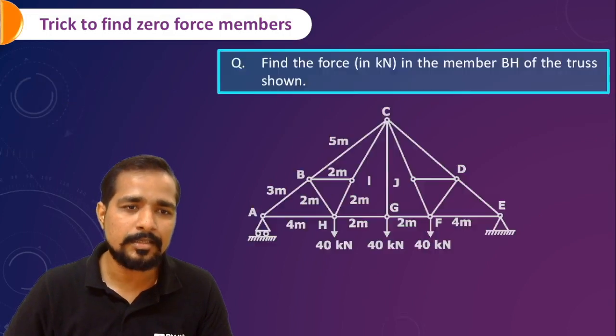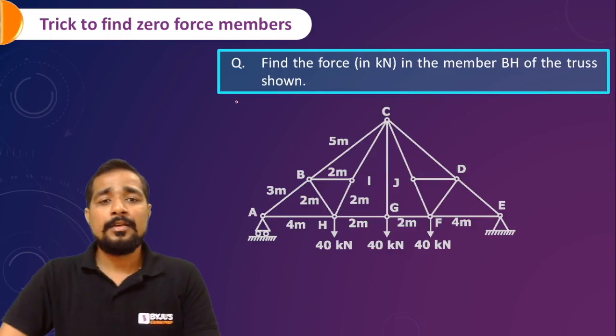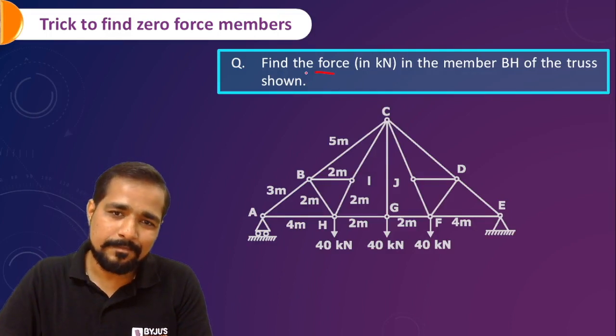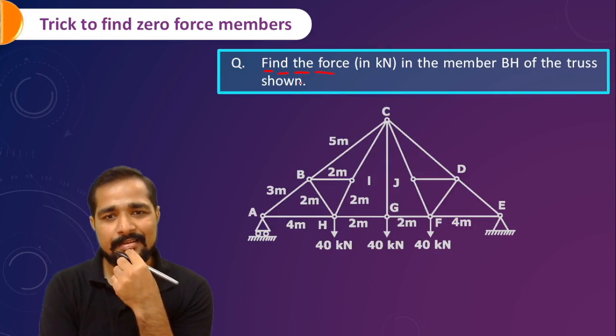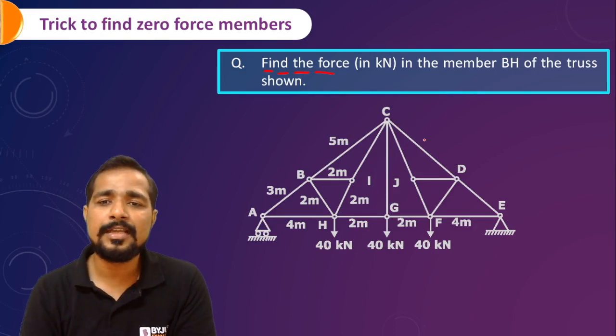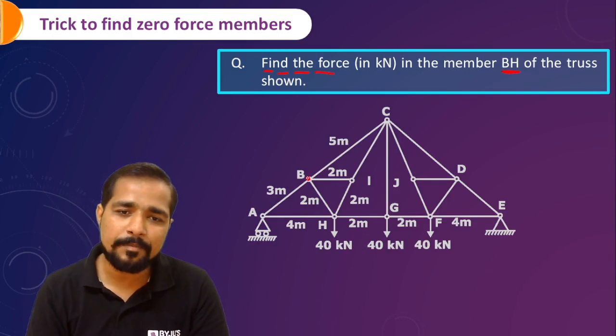Let's start the next question, sir. The question was asked in the GATE exam. Find the value of force in member BH. So first of all, you will check. Yes, sir. This is the B joint.